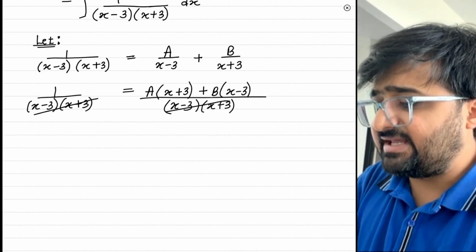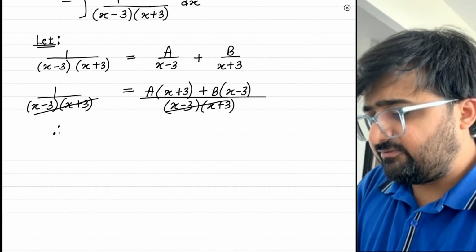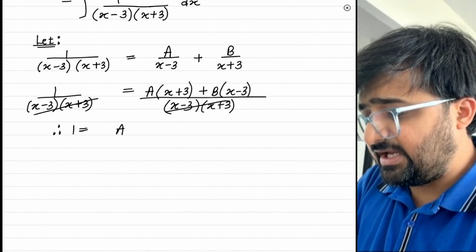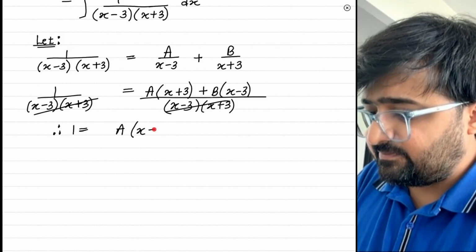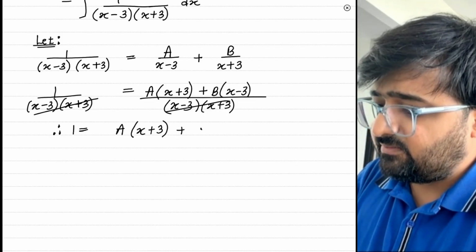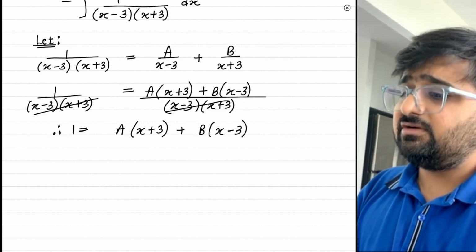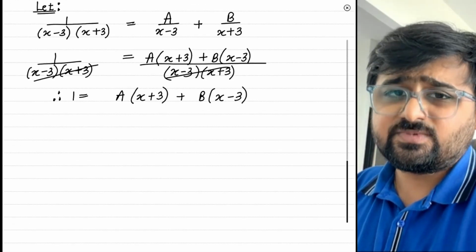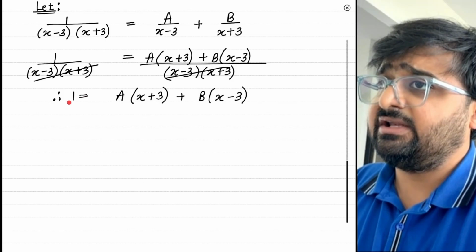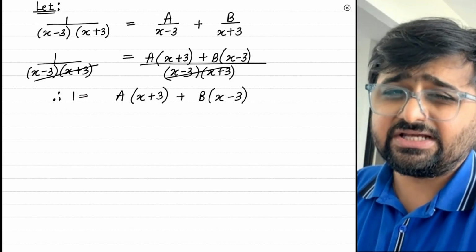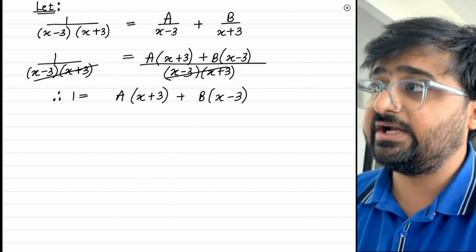We can cancel out that term, and we'll be left with 1 is equal to a times x plus 3 plus b times x minus 3. So now in order to find the values of a and b, what most people will do is compare left hand side and right hand side. It is not incorrect, but it is an extremely inefficient way to find the values of a and b.